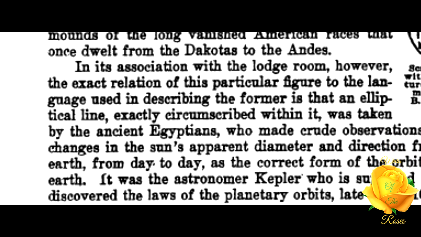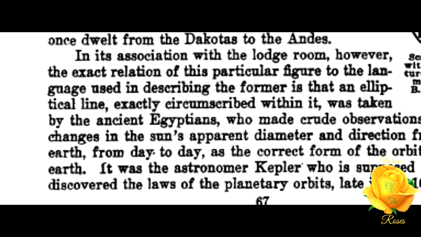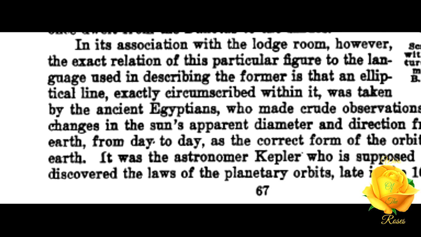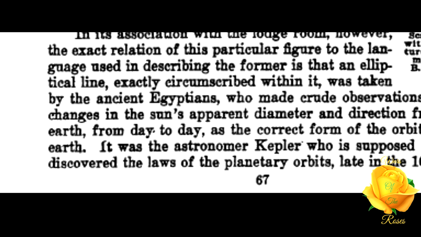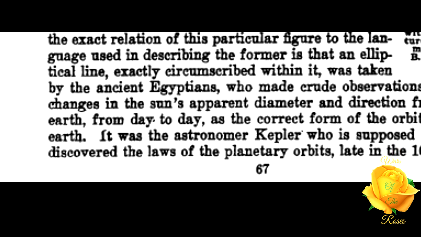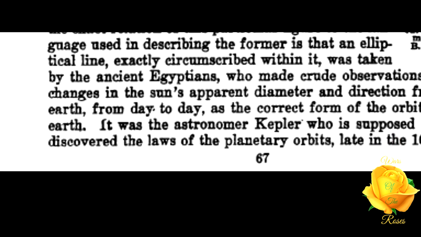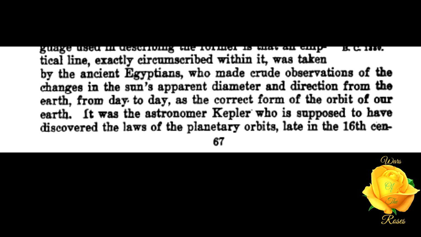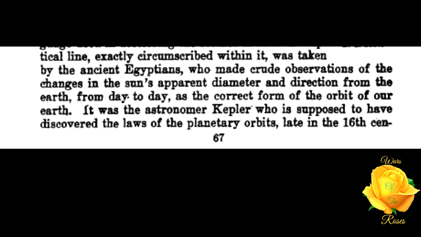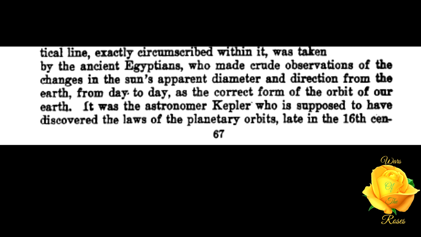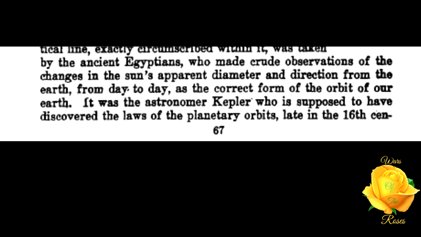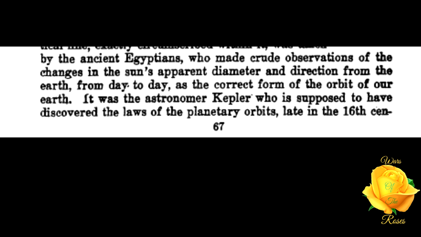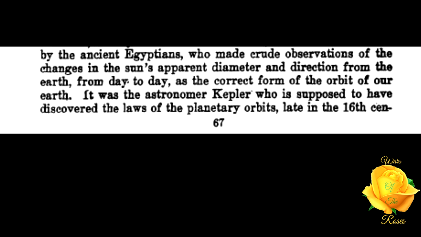In its association with the lodge room, however, the exact relation of this particular figure to the language used in describing the former is that an elliptical line, exactly circumscribed within it, was taken by the ancient Egyptians, who made crude observations of the changes in the sun's apparent diameter and direction from the Earth from day to day, as the correct form of the orbit of our Earth.